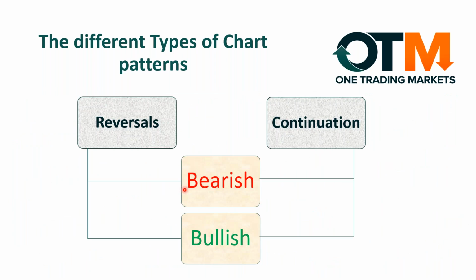So let us begin at the start. We have two types of chart patterns: reversals and continuations. Reversals means that at the end of a trend, let's say we have an uptrend and the market's going up, we see a pattern that indicates a reversal. That means the market will be changing its direction from upward to downward. Continuation, on the other hand, means that the market will continue its upward movement. Simple as that. Now, in both reversals and continuations, we have bearish and bullish. Bullish means the market is going up, bearish means the market is going down.